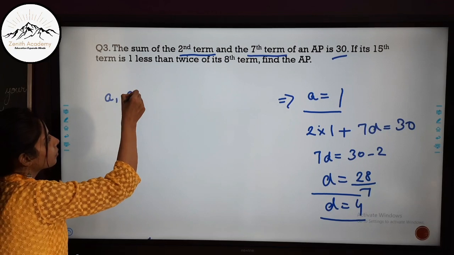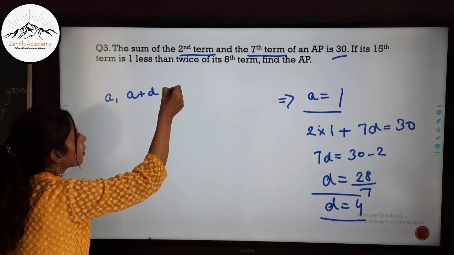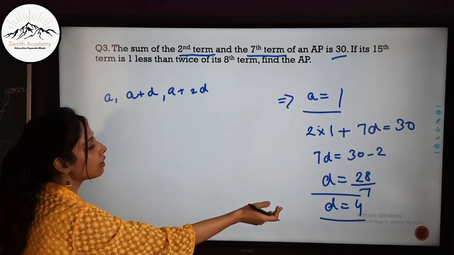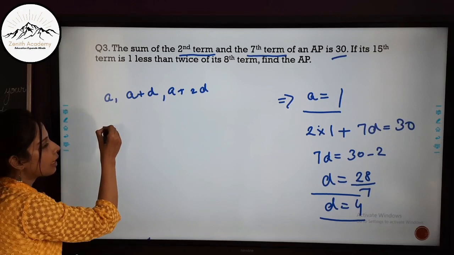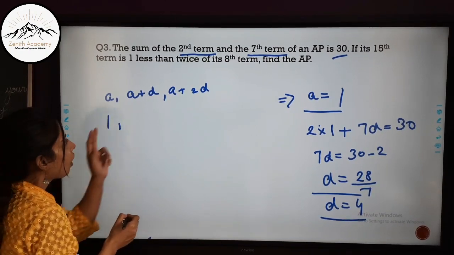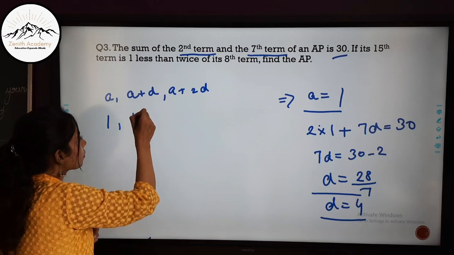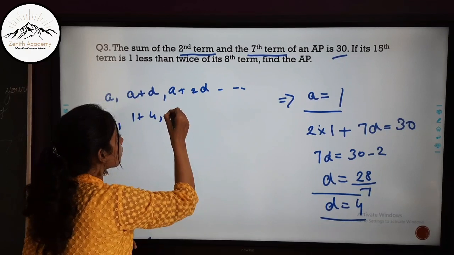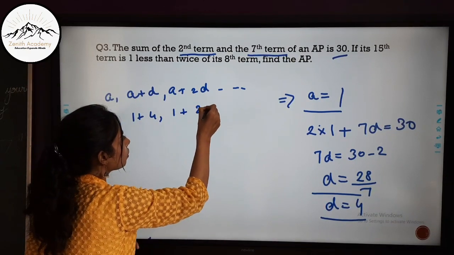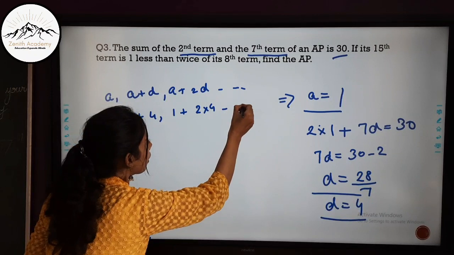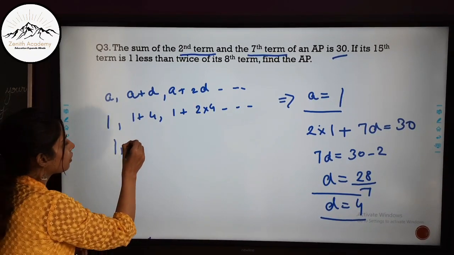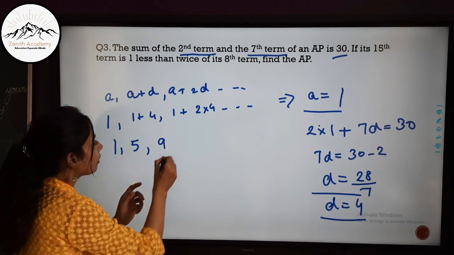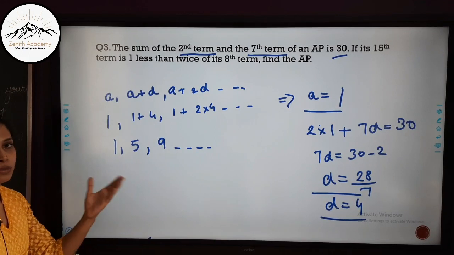The general terms are a plus d, a plus 2d. So we just need to put a and d in these terms. So our a will be 1 plus 4, 1 plus 2 into 4, and so on. So our AP will be 1, 5, 9 and so on.